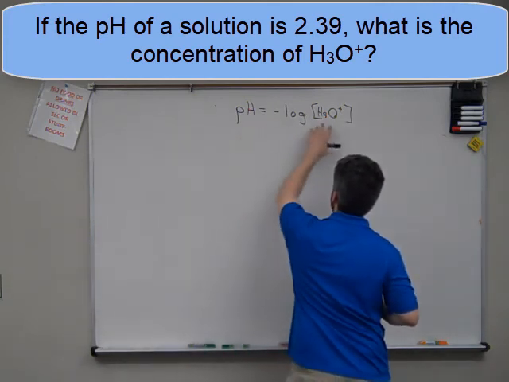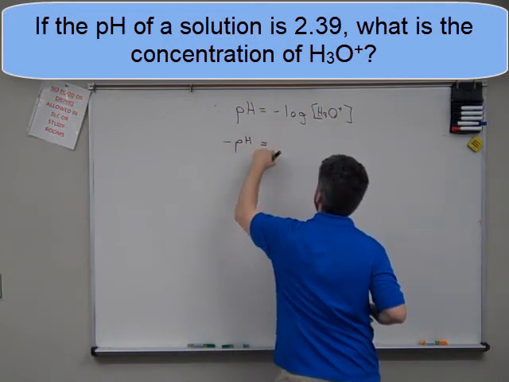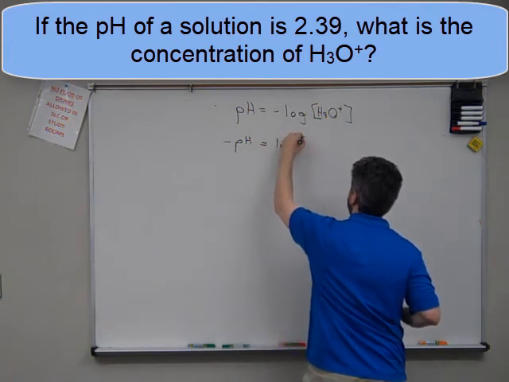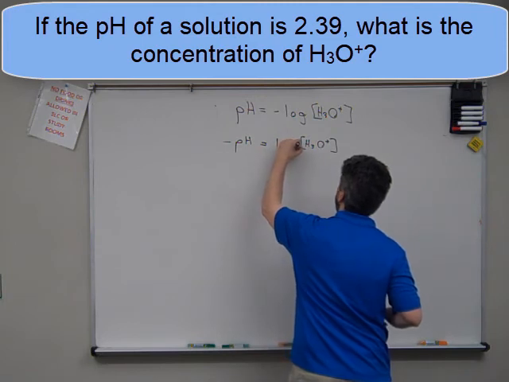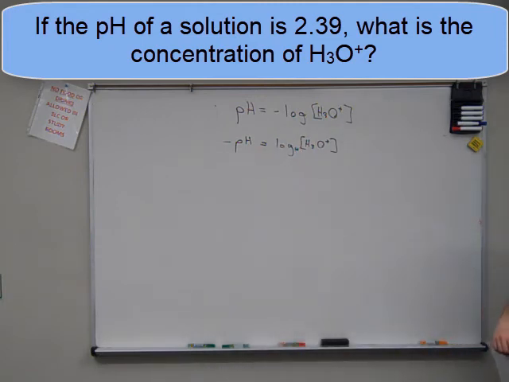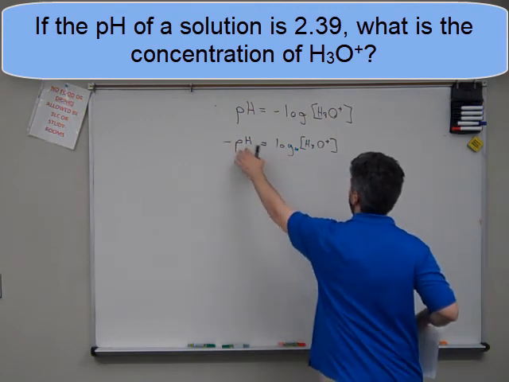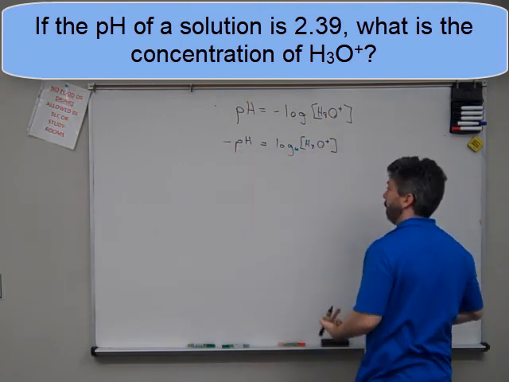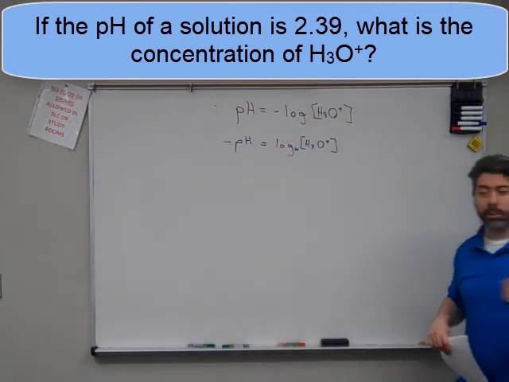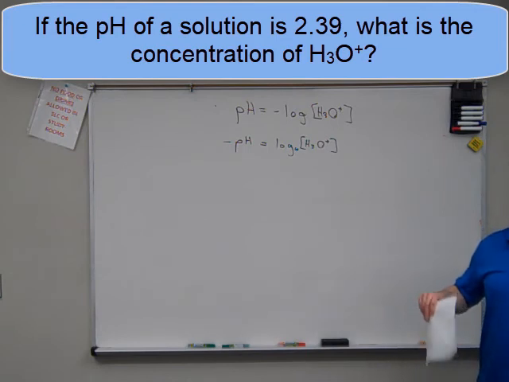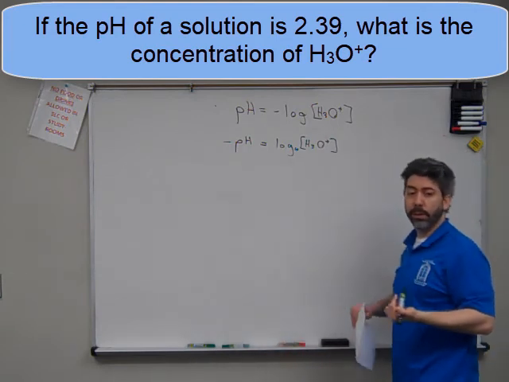Well, if I wanted to solve for the H3O plus, I move the negative over to the other side, and that gives me negative pH is equal to the log of H3O plus. Now log is actually base 10 logarithm. What that means is that if I raise 10 to this power, it's going to be equal to what's inside here. Essentially, just like addition is the opposite of subtraction, and multiplication is the opposite of division, raising something to a power is the opposite of a logarithm.